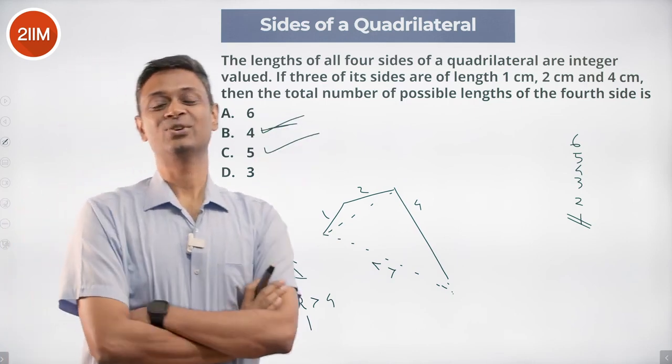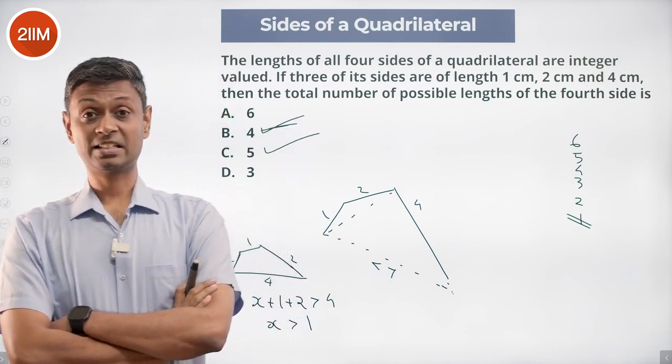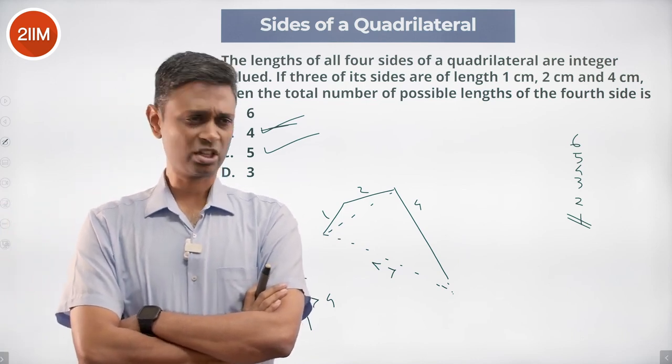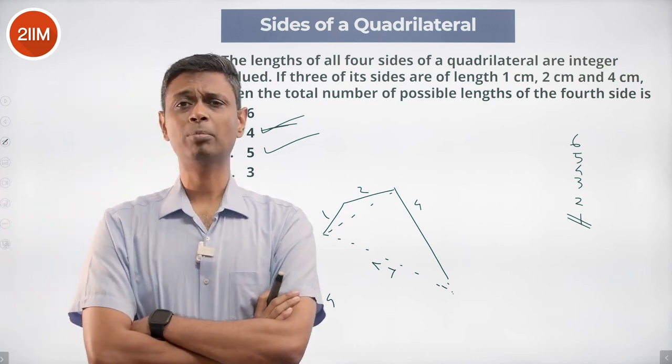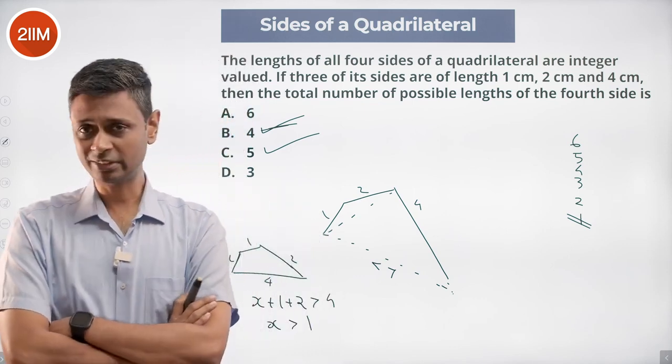Sorry. So, the sum of any 3 sides of a quadrilateral is greater than the 4th one. It's just the sum of any 2 sides of a triangle being greater than the 3rd one, applied twice over. One more layer to it. That's it. Nothing more than that.